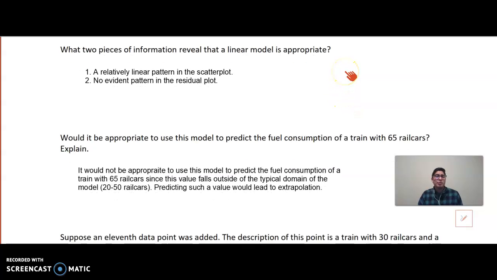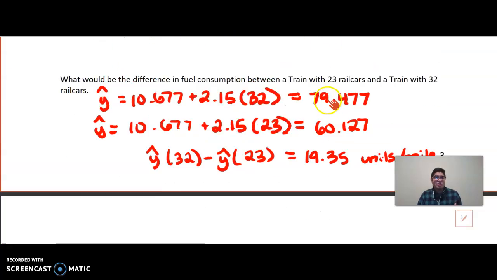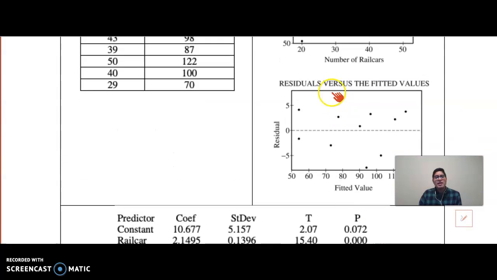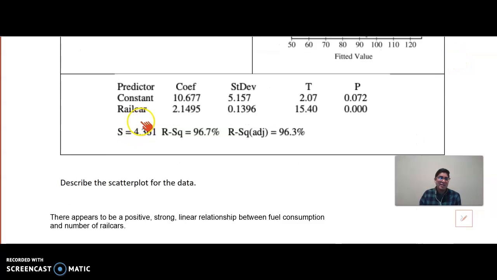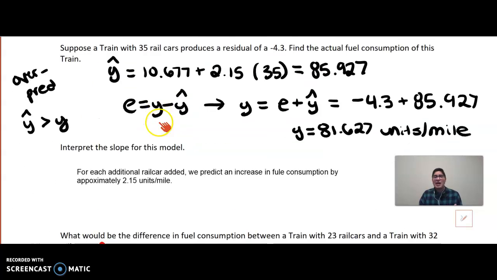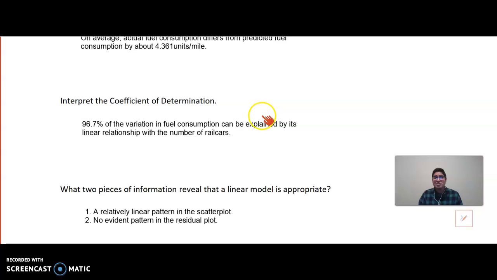Now, would it be appropriate to use this model to predict the fuel consumption of a train with 65 cars? So I'm actually going to go back to where my initial data was. We're just scrolling on up. Here I look, and most of my data varies between 20 rail cars and 50 rail cars. So 65 is going to be somewhat outside of the domain of the data that I have. So my LSRL model might not be reliable for such a large prediction, since it falls outside of the domain.